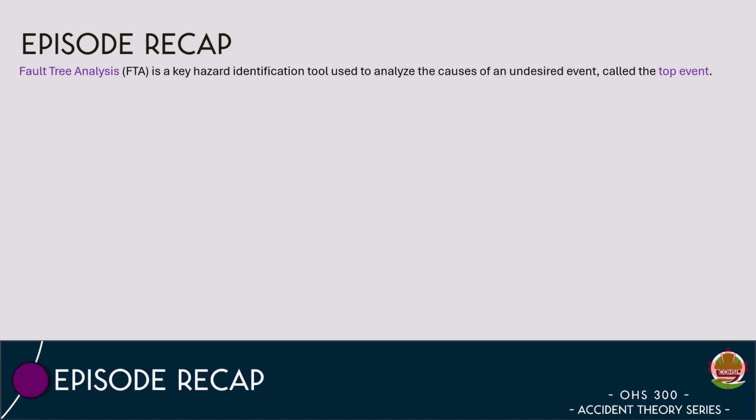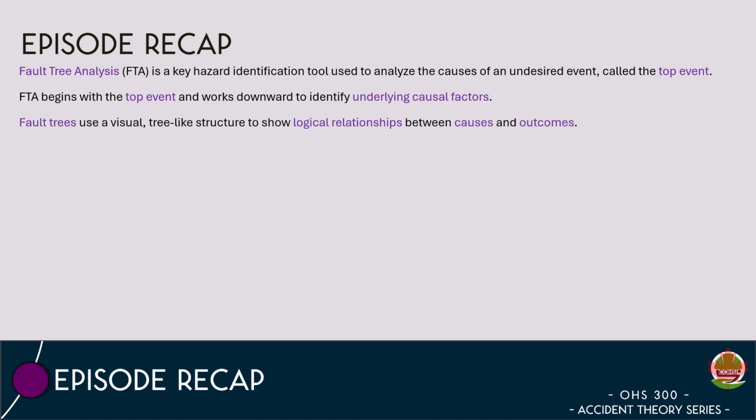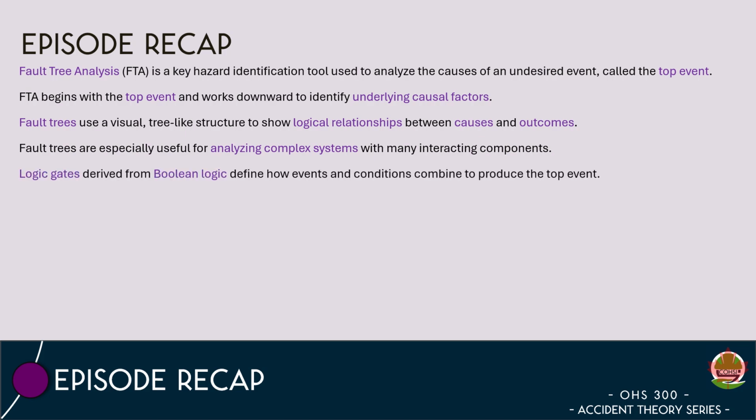Fault tree analysis is a key hazard identification tool used to analyze the causes of an undesired event called the top event. Fault tree analysis begins with the top event and works downward to identify underlying causal factors. Fault trees use a visual, tree-like structure to show logical relationships between causes and outcomes. Fault trees are especially useful for analyzing complex systems with many interacting components. Logic gates derived from Boolean logic define how events and conditions combine to produce the top event.